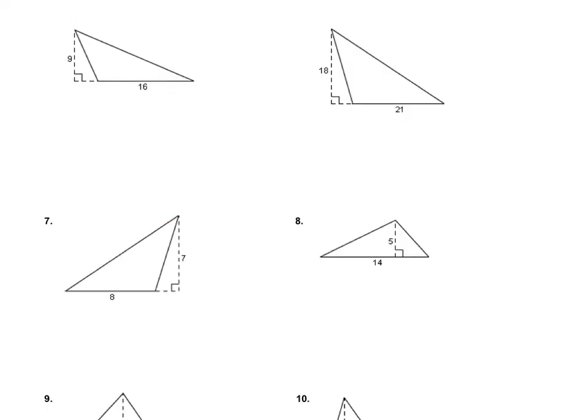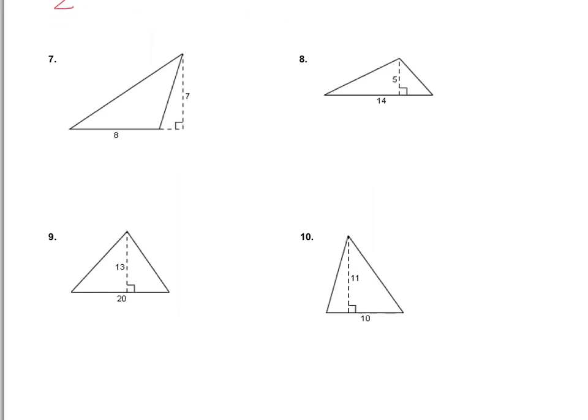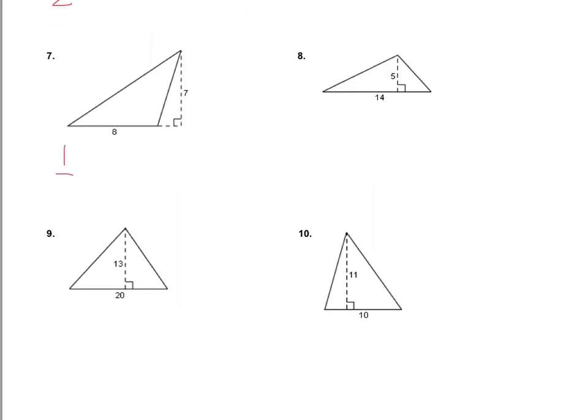For number 5, I'm finding the area of this triangle. So again, the formula is 1/2 the base, which is 16, times the height, which is 9. And 1/2 times 16 times 9 is going to give me 72. Number 7, again, 1/2 the base times the height. The base is 8, the height is 7. 1/2 times 8 times 7, if you put that in the calculator, is going to give you 28.